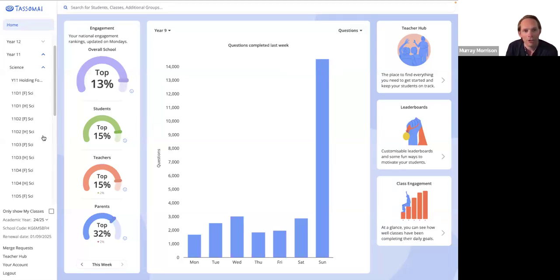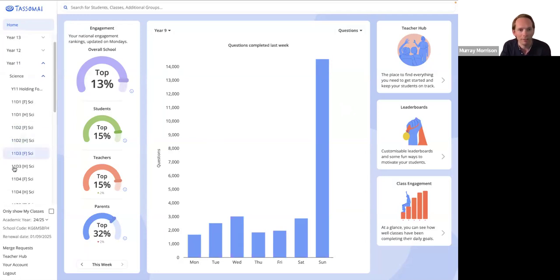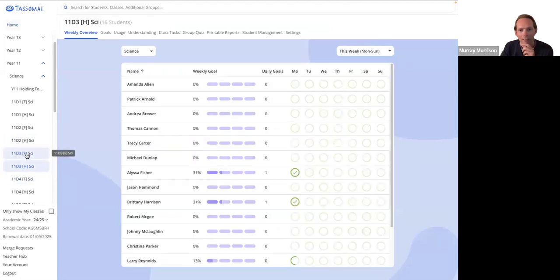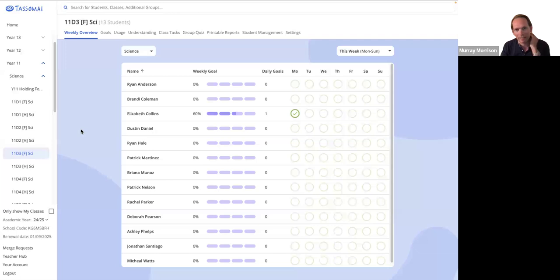But here I am as a teacher, and let's say I just want to do a group quiz for one of my classes. Let's just pick class 3. These have, by the way, fake student names, and this is on our test environment, so it'll run a little slower than it will for you in real life. Let's look at 11D3. Okay, it's early in the week when we're recording this, so not many daily goals done so far. But here are our students.